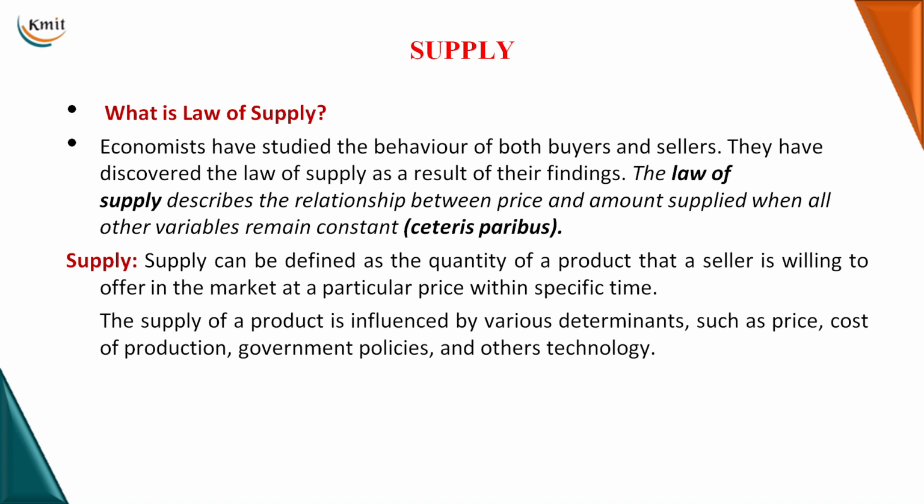The law of supply is an economic principle that states that when prices increase, the quantity supplied also increases. This is because producers and manufacturers will be willing to sell more of a product at higher prices so as to increase their profits. Right? So here economists have studied the behavior of both buyers and sellers. They have discovered the law of supply as a result of their findings.